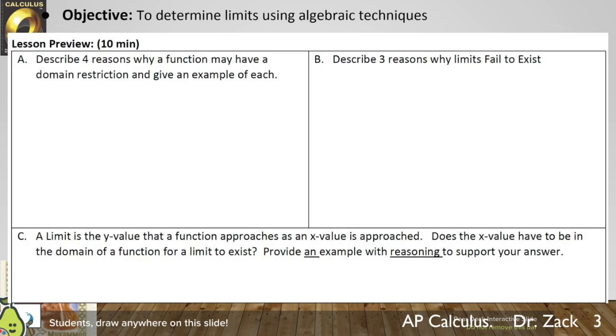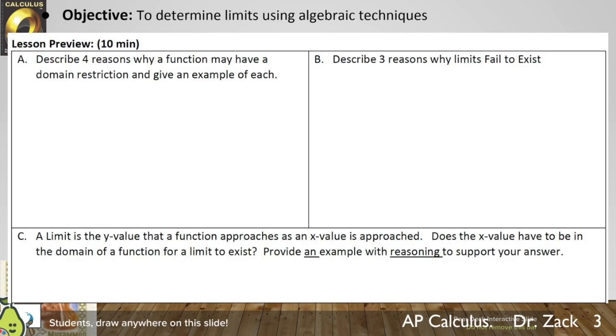So for question C, you are asked about the limit. Now the limit is the y value that the function approaches. Is it necessary for the x value to be in the domain of a function to have the limit exist? I'm hoping that you came up with the x value does not have to be in the domain. Because remember, your limit is approaching that x value. You don't actually have to touch it.